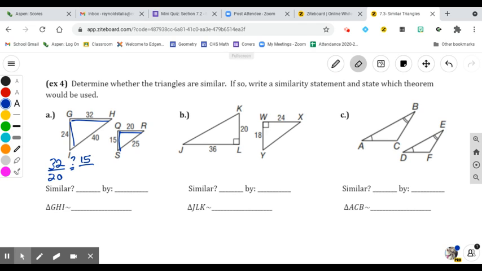Whoops, I accidentally wrote 15 on the top. Don't do that. I went big to small, so now I have to go big to small for all of them. And is that equal to 40 over 25?